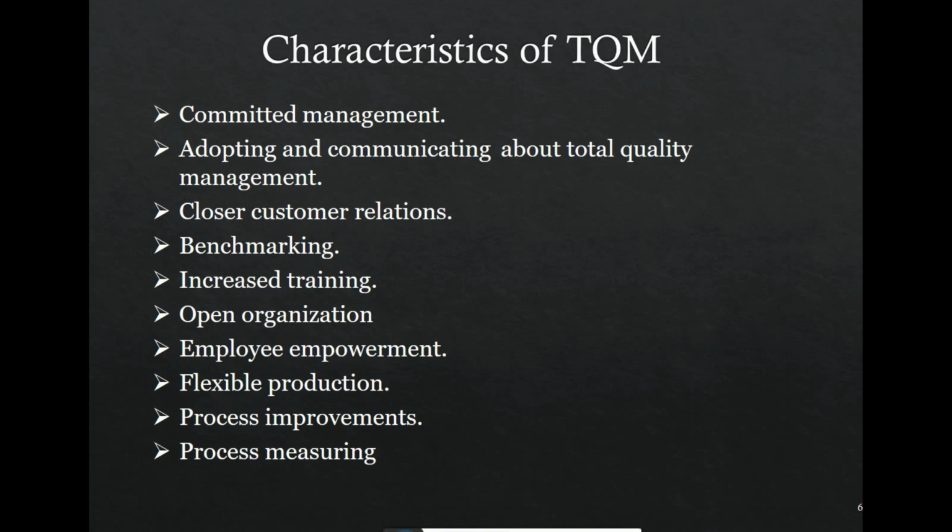It must have a committed management. The top-level management provides commitment to the lower-level management, providing training sessions to improve quality at each stage. The second is adopting and communicating about total quality management. At each training and each event, they are talking about and presenting ideas related to total quality management.